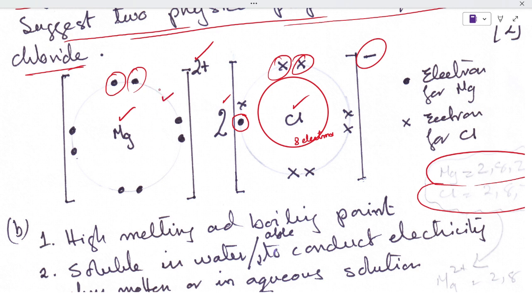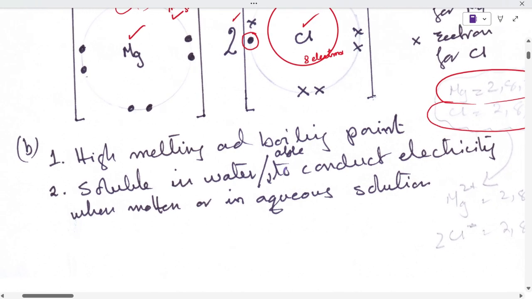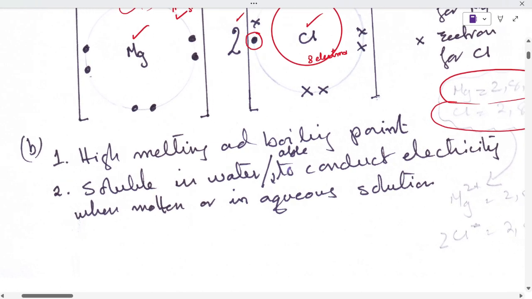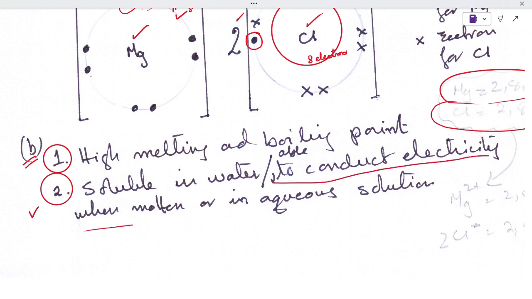Now the physical properties, as you know, we have discussed physical properties in our states of matter. Physical properties regarding their structures: their melting points, their boiling points, their solubility, their conductivity of electricity. So its physical properties: number 1, high melting point and boiling point. Number 2, soluble in water, or able to conduct electricity when molten or in aqueous solution.